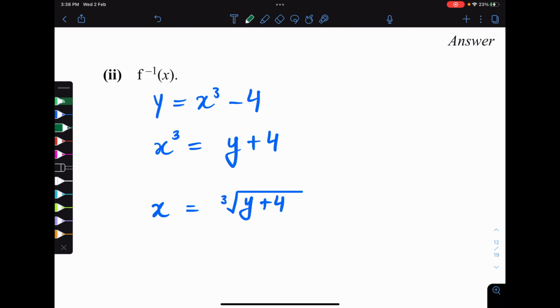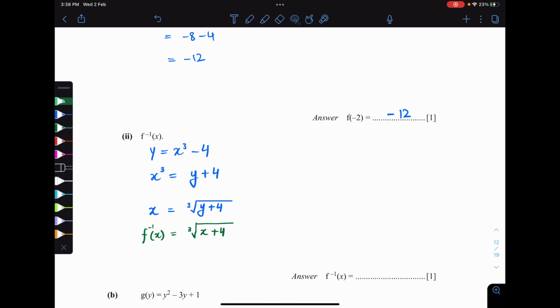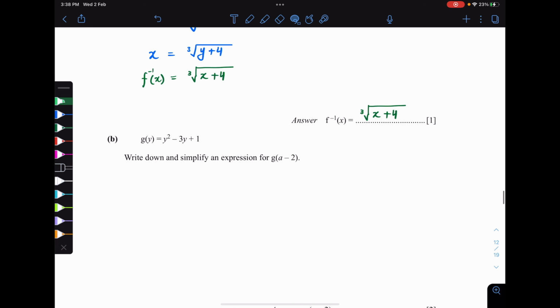And the last step is going to be, as usual, f inverse of x. We're going to swap the places. For y, we are going to put x plus 4, under the cube root. And this is your final answer. So let's move on to the next part.